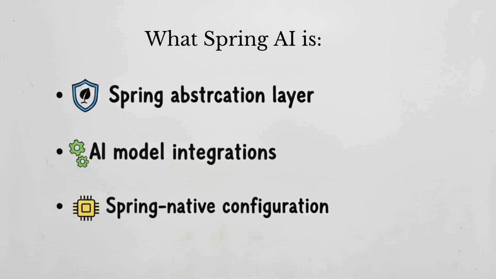Spring AI is a Spring abstraction layer for interacting with AI models and AI related services. It integrates things like chat models, embeddings, and vector stores into Spring using familiar patterns like configuration, dependency injection, and clean APIs. It's not a framework that replaces Spring Boot. It sits on top of it.